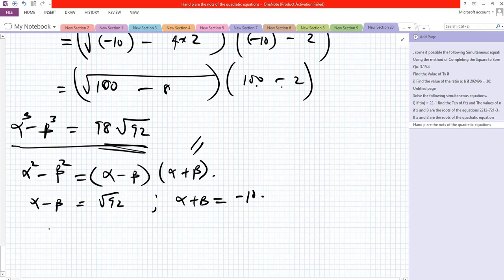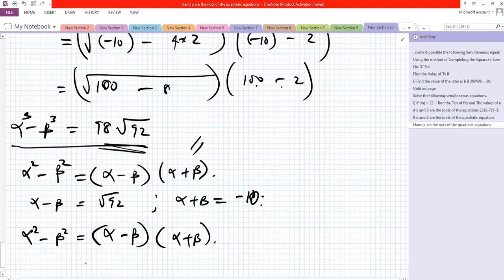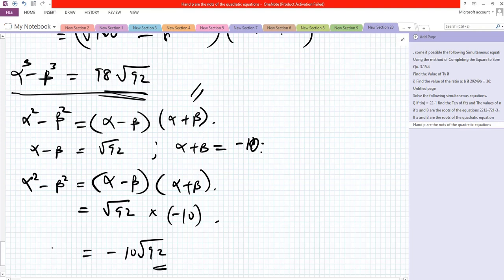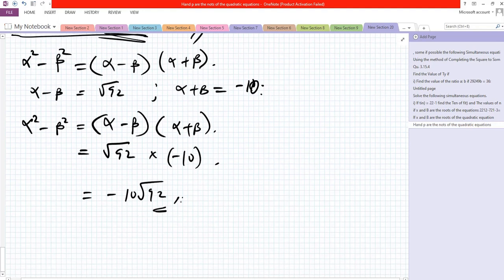Now that means alpha square minus beta square is equal to alpha minus beta times alpha plus beta, which is equal to the square root of 92 times minus 10. That gives you minus 10 square root of 92. So this is the final answer.